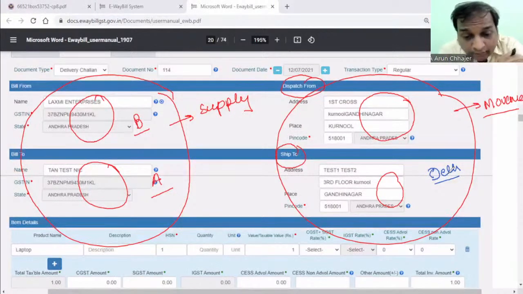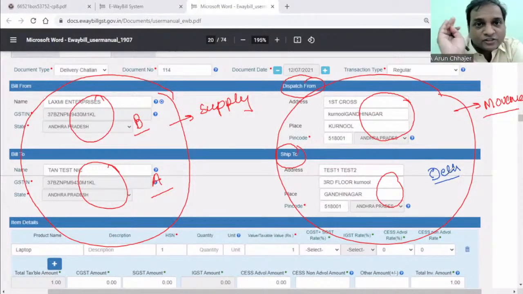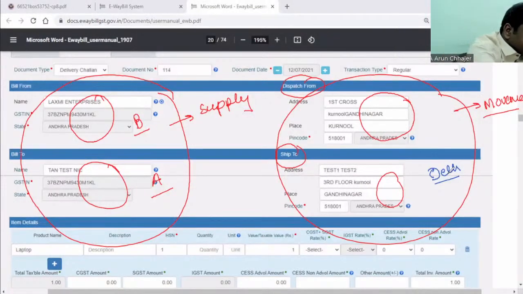Mansa, this is not the point whether I am working in the principal capacity or in the agent capacity, it doesn't matter. If there is a movement of the goods, there has to be an Eway bill. Prima facie, if the value is more than 50,000, an Eway bill has to be there. What are the two exceptions? Interstate principal to job worker, interstate handicraft.